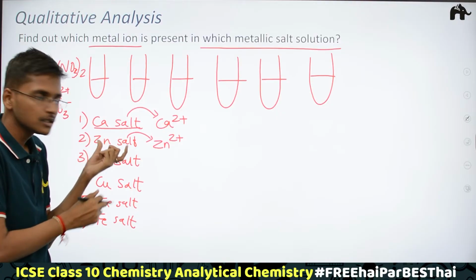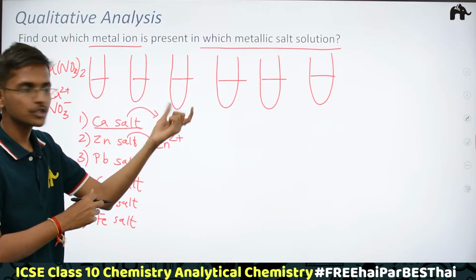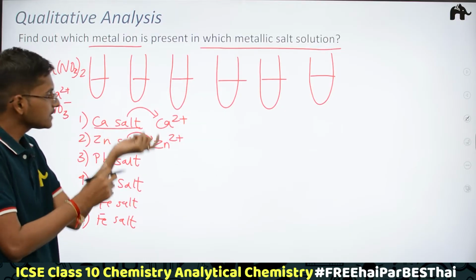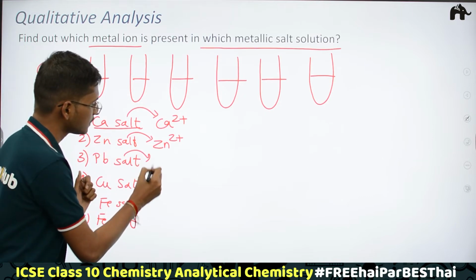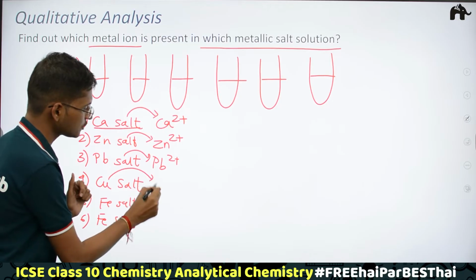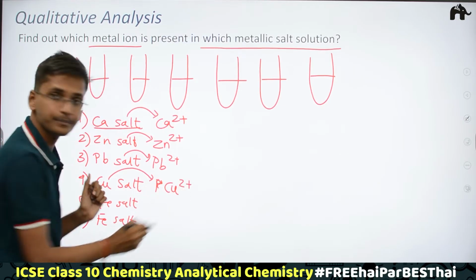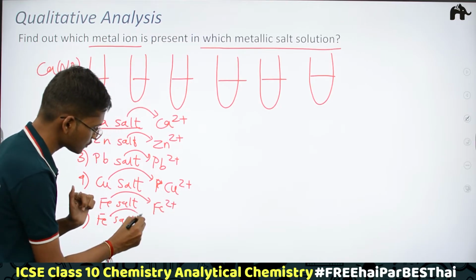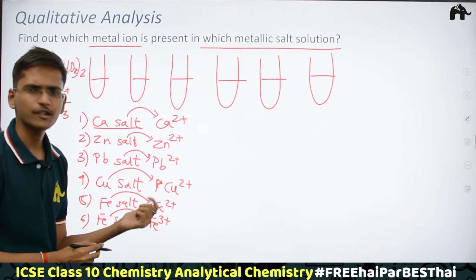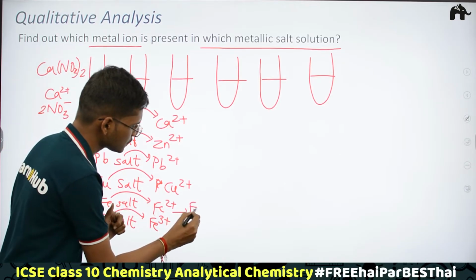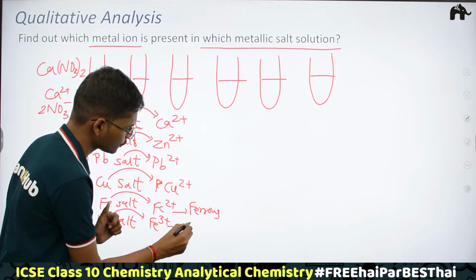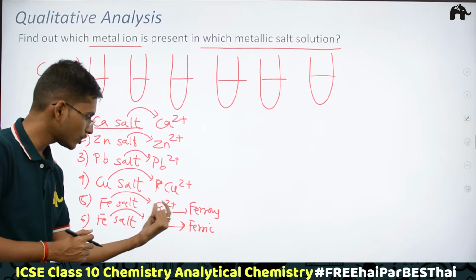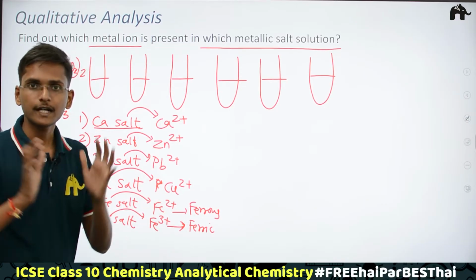Same way, a particular metallic salt solution out of the 6 is made up of zinc salt, and that zinc salt has the Zn2+ ion. Same way, lead salt has the Pb2+ ion, copper salt has the Cu2+ ion, and one of the iron salts has the Fe2+ ion, and another iron salt has the Fe3+ ion. So remember it here itself, it would be easier for you: ferrous and ferric. Most of you know that we call the Fe2+ ion the ferrous ion, and the Fe3+ ion the ferric ion.